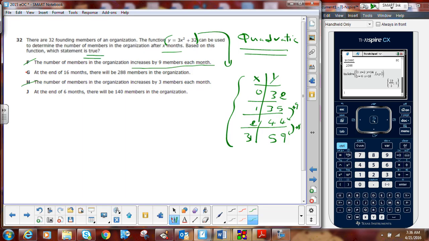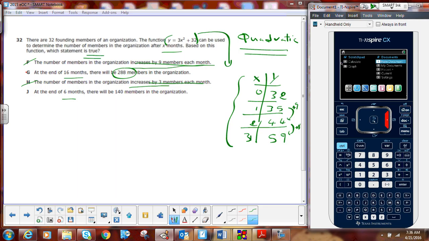Also, H, it's incorrect because they said increase by 3 members each month. So these two are easy to eliminate. Now, which one we're gonna choose? Now this is 6 months and this is 16 months. So they told you in G, for 16 months you have 288 members, in 6 months you have 140 members. So what are you gonna do? You can use the table and check. So we're going to use the table anyway. So let's use the table.